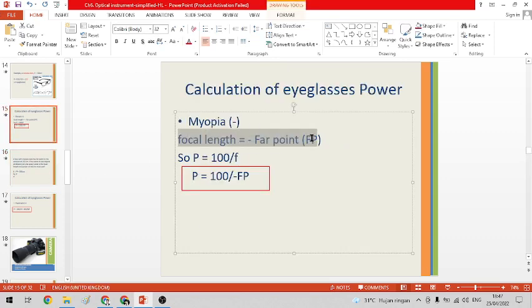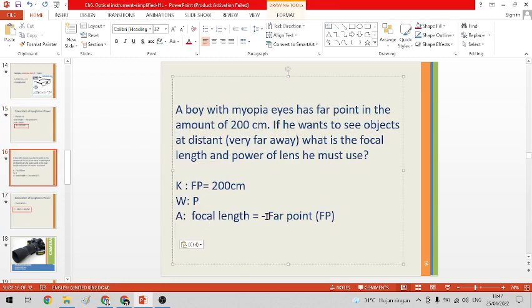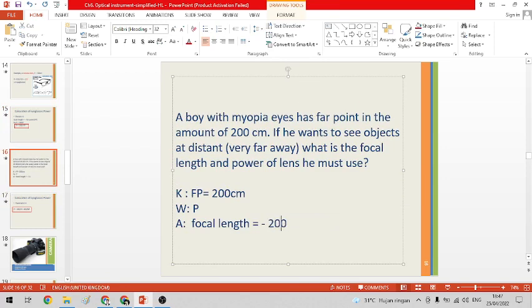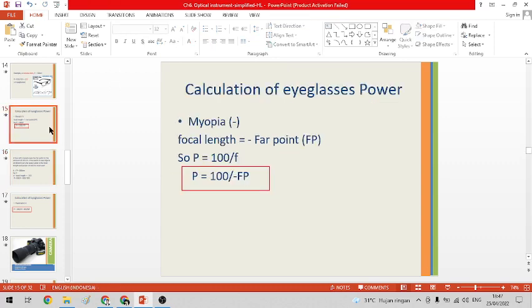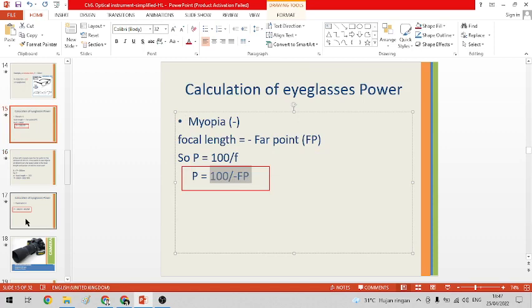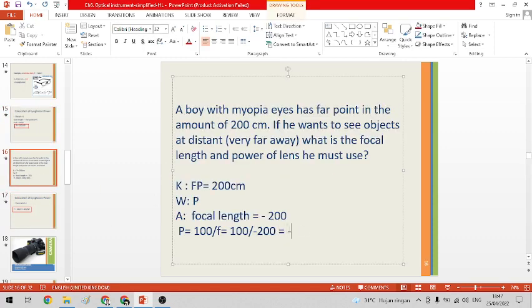For myopia, the focal length is equal to minus far point. So the focal length will be minus 200. And the power of lens is 100 divided by f. So 100 divided by minus 200. Or we can just use the formula 100 divided by minus far point. It's the same. So we get minus 0.5 dioptry. So this boy needs to use eyeglasses with measurement minus 0.5.